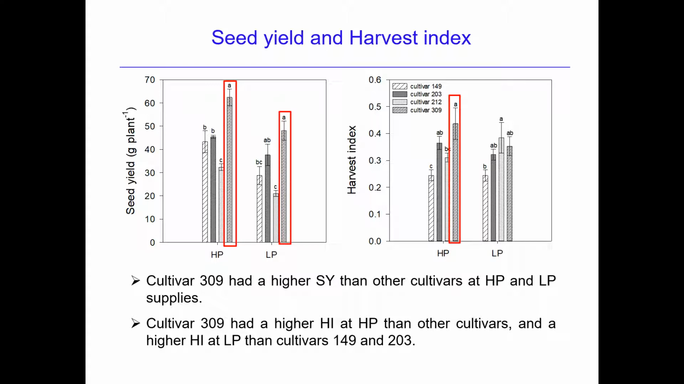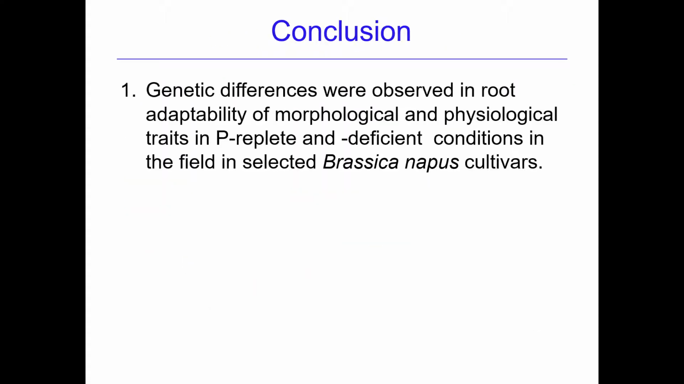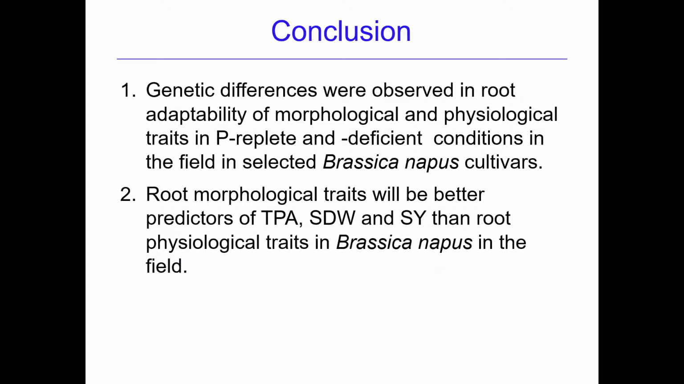So let's make a conclusion. The first is that genetic difference was observed in root adaptability of morphological and physiological traits in P deficient conditions in the field in selected Brassica napus cultivars. The second is that the root morphological traits may be a better predictor of total P acquisition, shoot dry weight, and seed yield than root physiological traits in Brassica napus in the field.